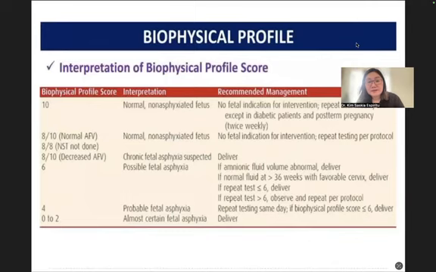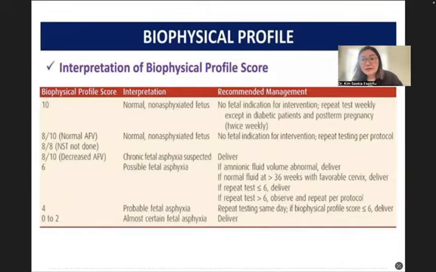The interpretation of the biophysical score: if you have a 10 over 10, it means there are 2 points in each parameter. So the perfect score means that the fetus is normal and non-asphyxiated, and there's no intervention needed, but you just have to repeat weekly, except in diabetic and post-term patients, in which you're going to do the BPS twice weekly.